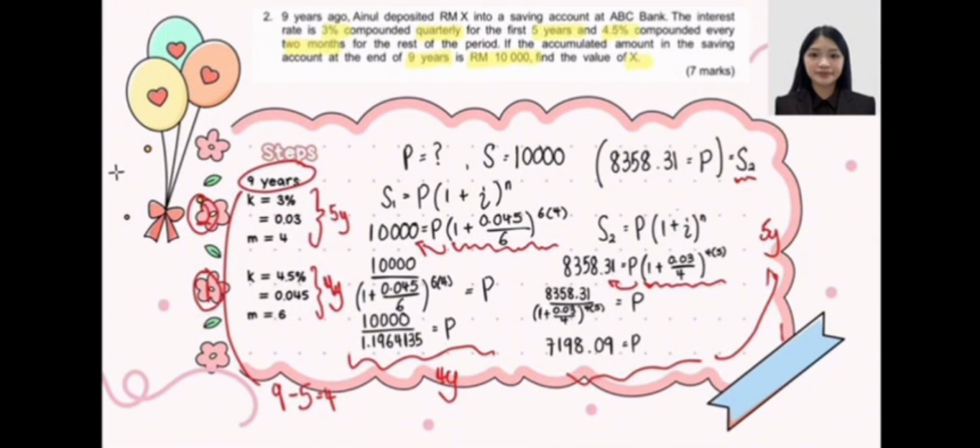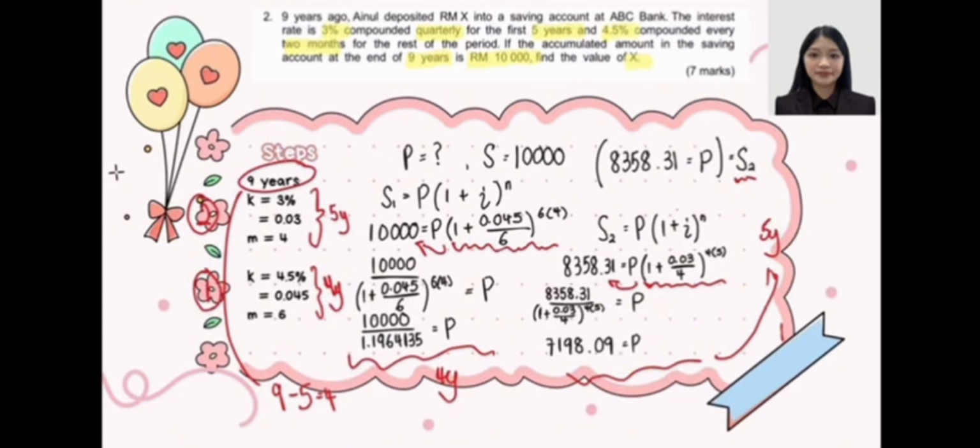After sorting out the information, we see that the accumulated amount in the savings account at the end of 9 years is 10,000. So for 9 years the total is 10,000, and we label that as S. To find the value of X, which is equal to P, let's use the same formula from the earlier question, but with S given and P to find. So 10,000 equals P bracket 1 plus 0.045 over 6 bracket to the power of 6 times 4. We don't use the 5 years for the first step. Instead, we use the 4 years first, and then proceed to the 5 years.